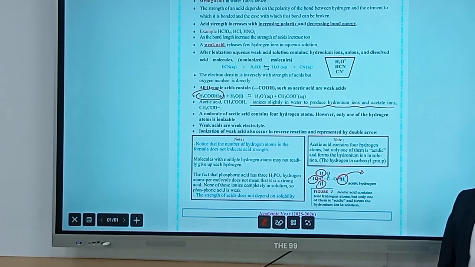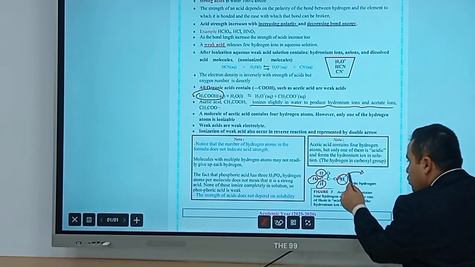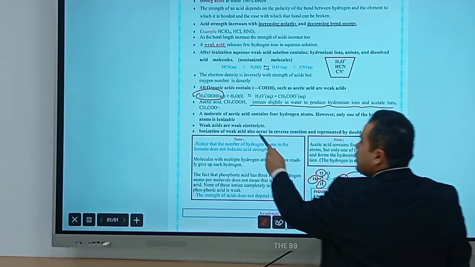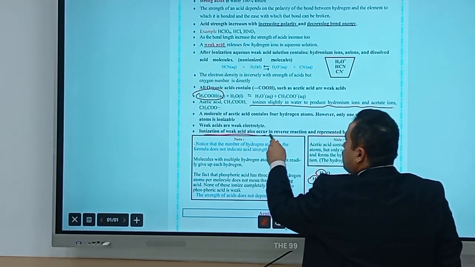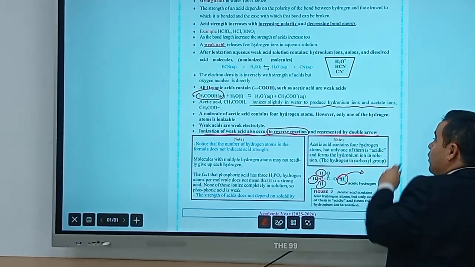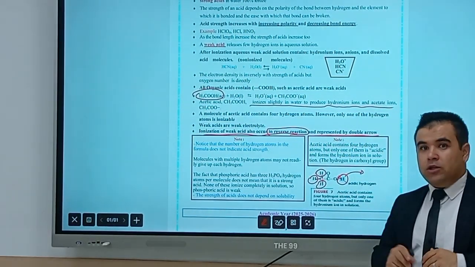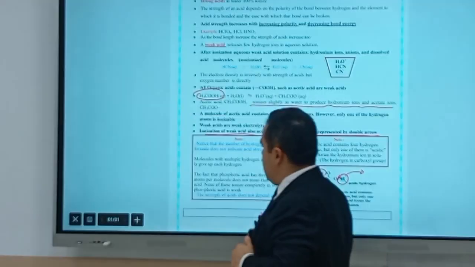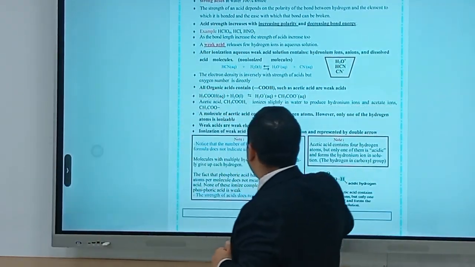It won't dissolve in water, that part, but the polar part, which is H with O, dissolves, and then later the bond breaks down to produce hydronium. Weak acids are weak electrolytes, guys. Ionization of a weak acid occurs in the reverse reaction and is represented by a double arrow. I told you that the favorite direction for weak acids is the reverse direction.